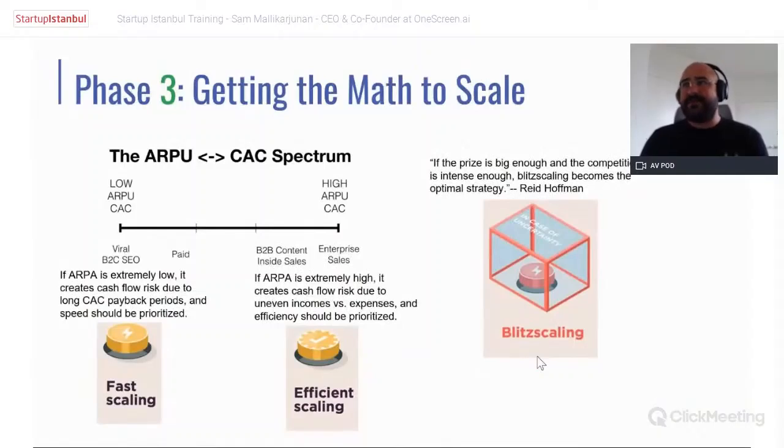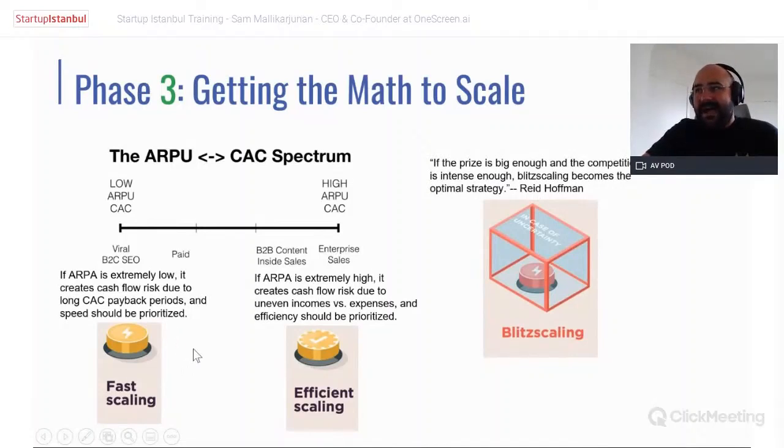Getting the math to scale. So we talked about this earlier, the ARPU to CAC spectrum. There are different philosophies on this that have evolved, particularly over the past 5 years. If your average revenue per customer is low, you may end up with a cash flow risk, and you may need to do what's called fast scaling, because you may have long CAC payback periods, et cetera, and so you may want to prioritize speed.